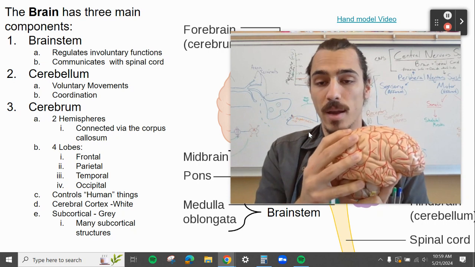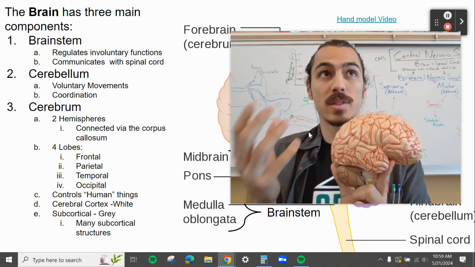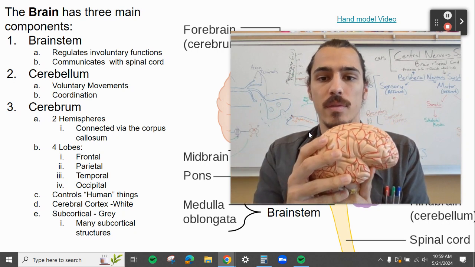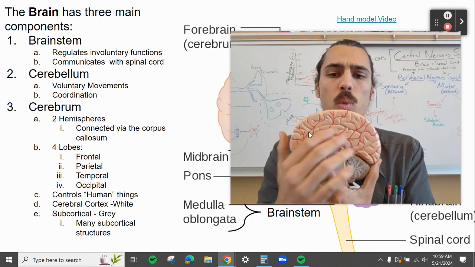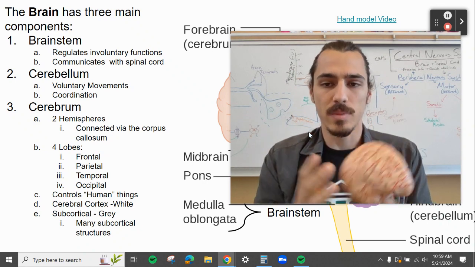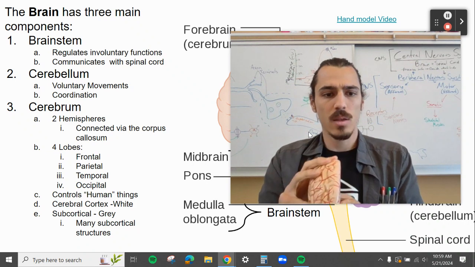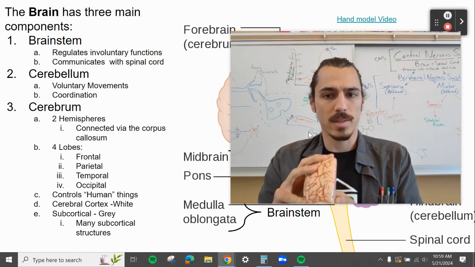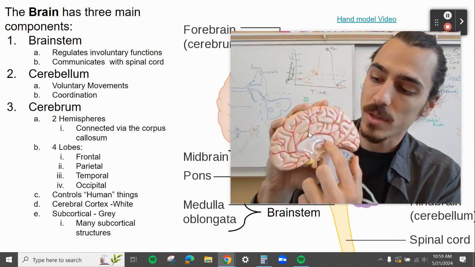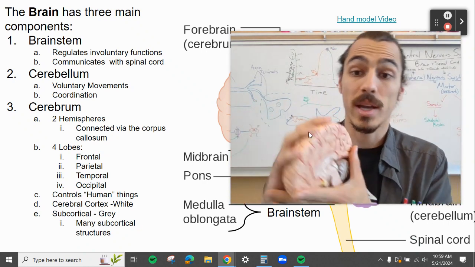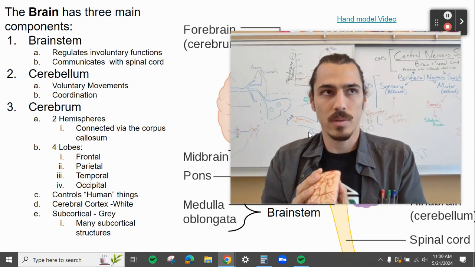It's made of gray matter, which is mostly the cell bodies of the neurons and unmyelinated axons. And then the white matter, which would be the inside part, is made of myelinated axons. It's like the wires that are connecting them. Did I forget anything there? I think that's it. You don't need to know any of the subcortical structures specifically, except for the corpus callosum, which connects the left and the right hemispheres of the brain so it can communicate with itself.